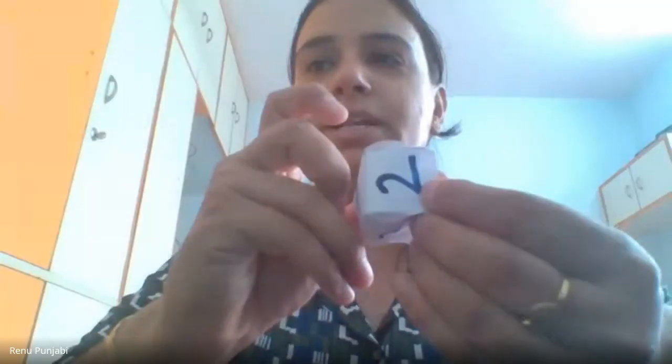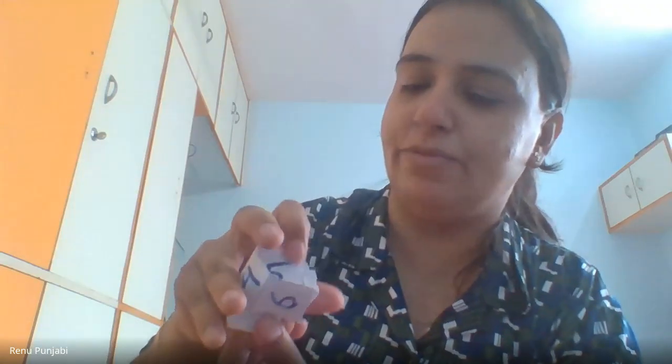So here you can check, we have 2 visible there. Is 2 visible, yes or no? So what should the opposite number of 2 be? It should be 5. You can check here when I'm folding the paper, it's 5 coming.